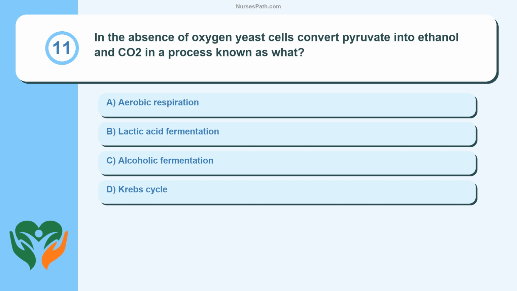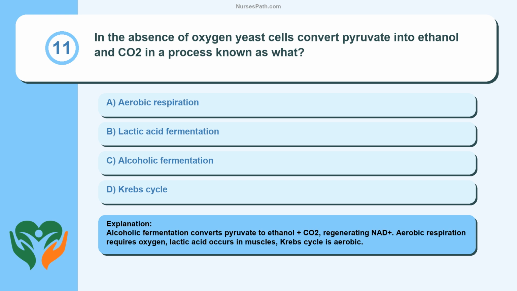Question 11. In the absence of oxygen, yeast cells convert pyruvate into ethanol and CO2 in a process known as what? Aerobic respiration, lactic acid fermentation, alcoholic fermentation, Krebs cycle. Alcoholic fermentation converts pyruvate to ethanol plus CO2, regenerating NAD+. Aerobic respiration requires oxygen, lactic acid occurs in muscles, Krebs cycle is aerobic.